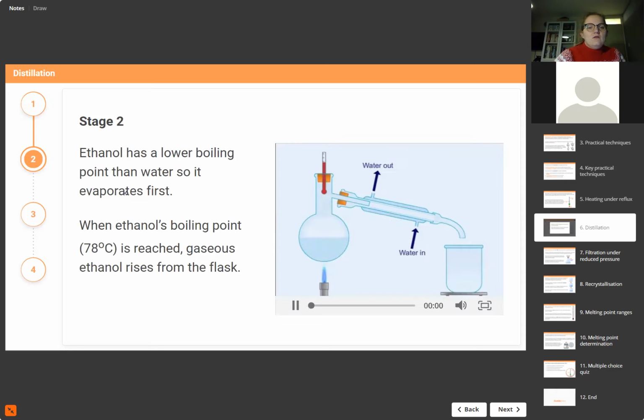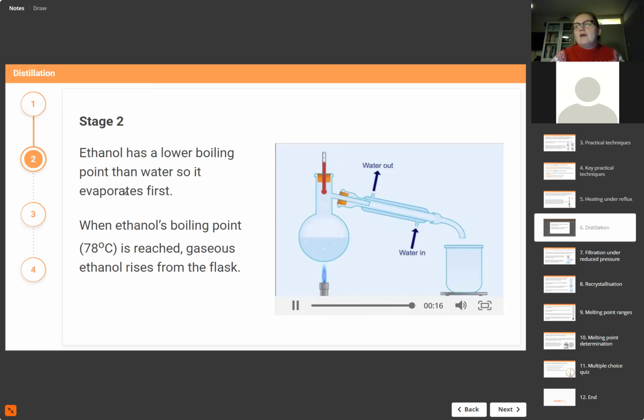So ethanol, as we know, has a lower boiling point than water, so it evaporates first. So we heat it, and when ethanol's boiling point, 78 degrees, is reached, the gaseous ethanol rises from the flask, as you can see. So we've got that gaseous ethanol rising into flask temperature.